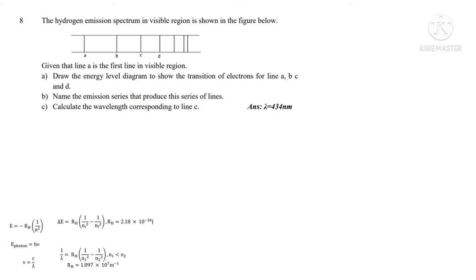For question number 8a, the question asks us to draw the energy level diagram to show the transition for the lines A, B, C, and D. So again, for the electron transition, we want to find the higher energy level, n equals to what, to the lower energy level, which is n equals to what? For this question, we have been given the visible light region, which means that this is the Balmer series. So for the Balmer series, the lower energy level must be n equals to 2.